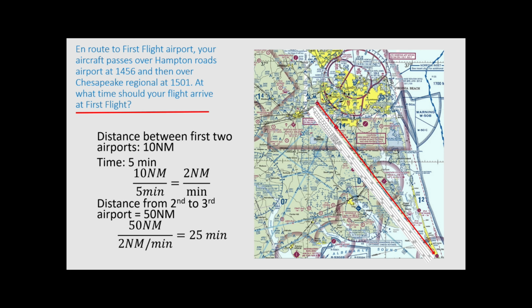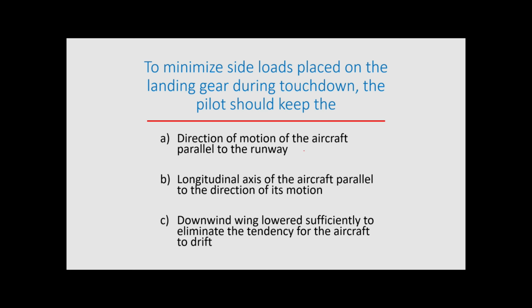So first we want the distance between the first two airports. So 10 nautical miles between Hampton Roads over then to Chesapeake. So Hampton Roads is here and Chesapeake is here. So that's 10 miles. And we've traveled in 5 minutes. So that means 2 nautical miles per minute. Now we need the distance between the second and third points, which is Chesapeake to First Flight. That's 50 nautical miles, roughly. So in 50 nautical miles, traveling at 2 nautical miles per minute is going to be 25 minutes. And so, doing some math, we come out to the correct time.